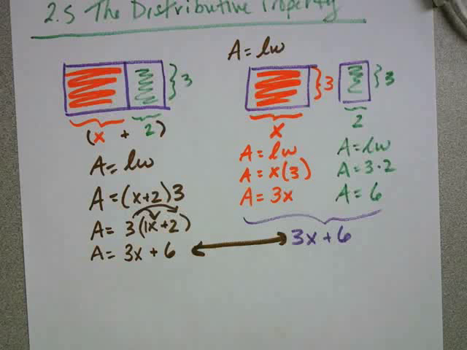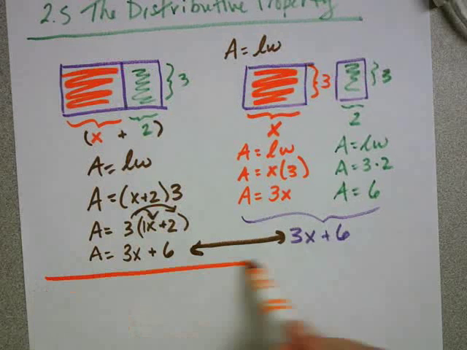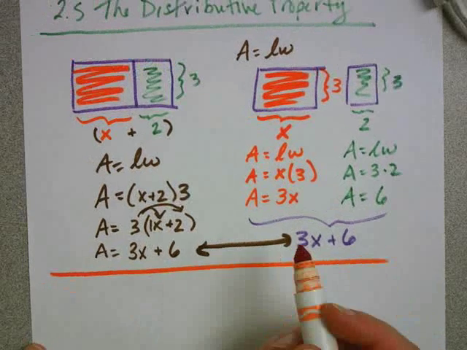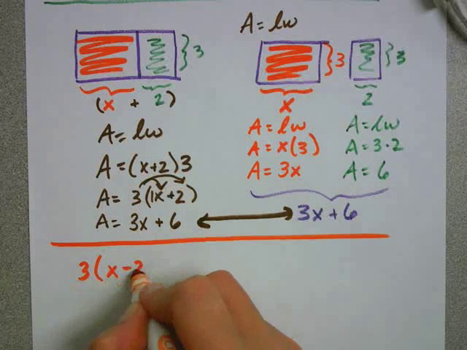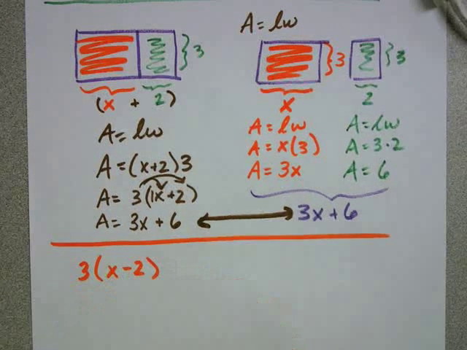The next part I want to show you is that the distributive property also works if you had a subtraction symbol on the inside. So what if this had been 3 times the quantity of x minus 2?